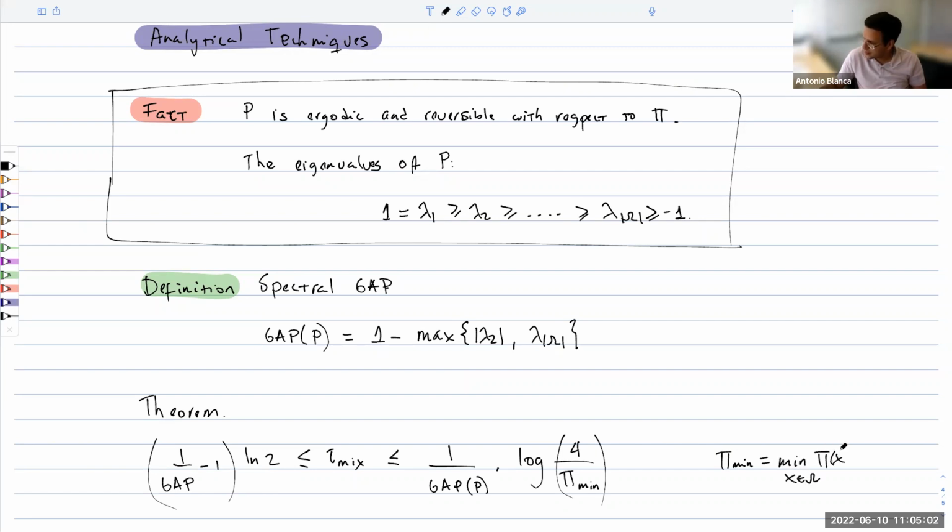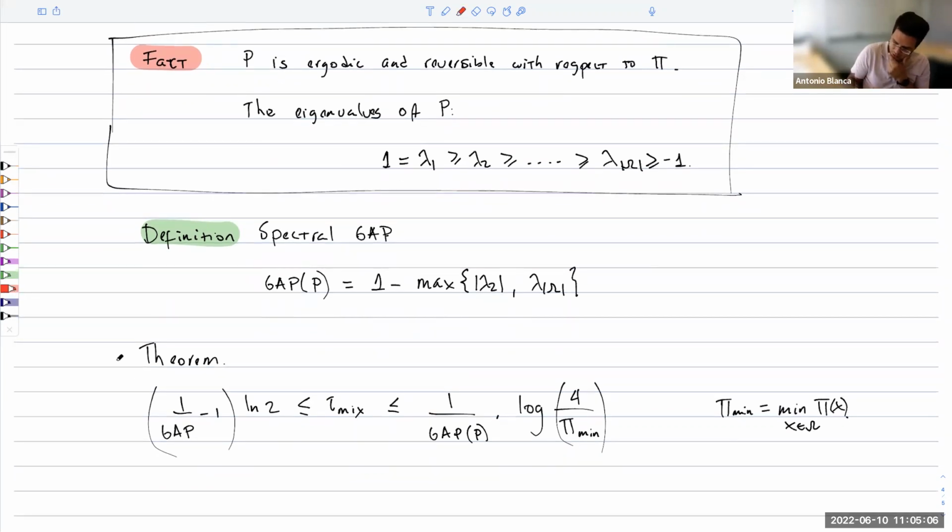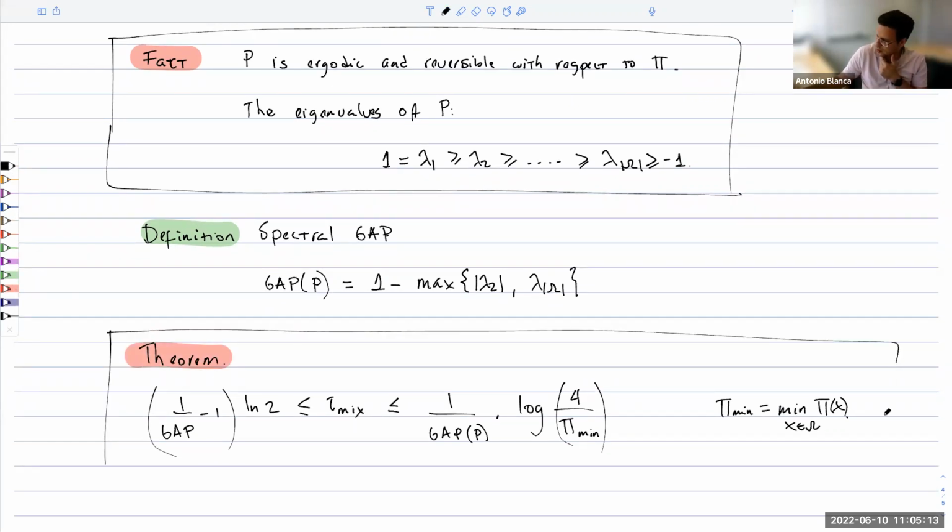The probability of the state with minimum probability. Okay, so this is the other important theorem. Think of it as another tool. In addition to the coupling lemma, we have this other tool for bounding the mixing time.